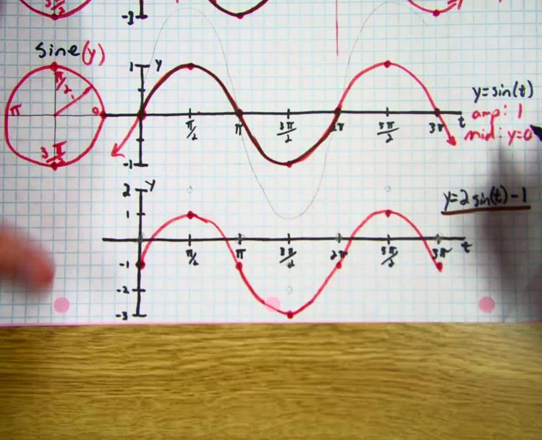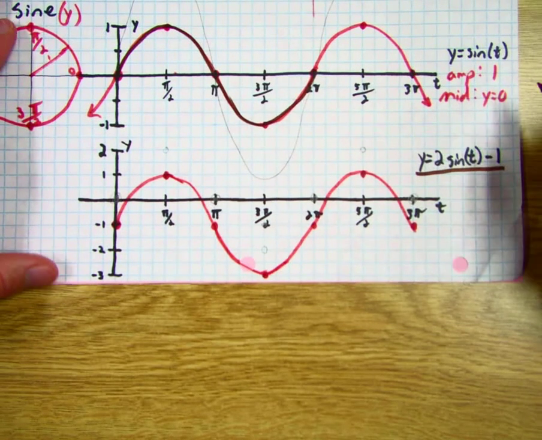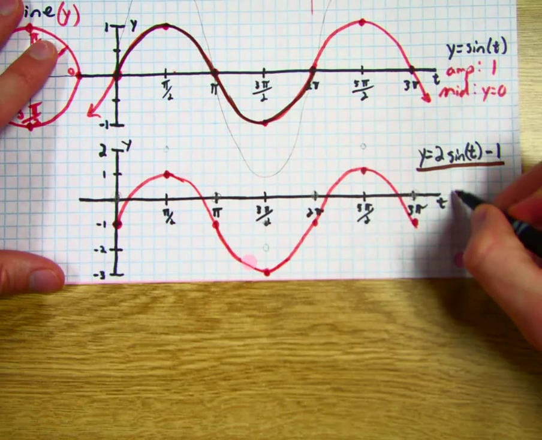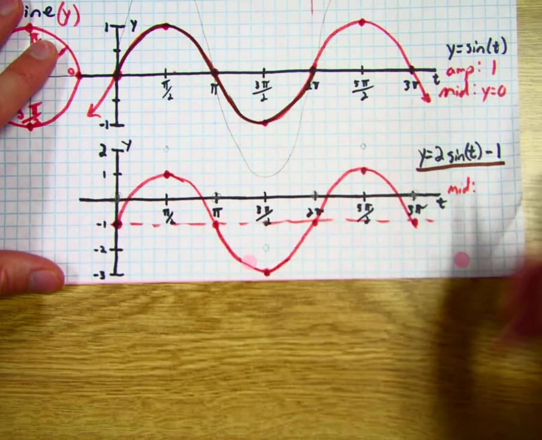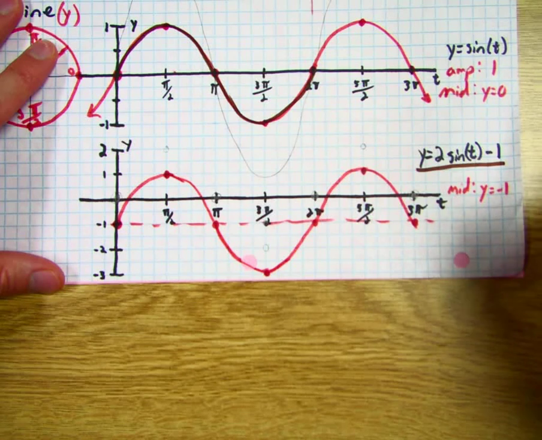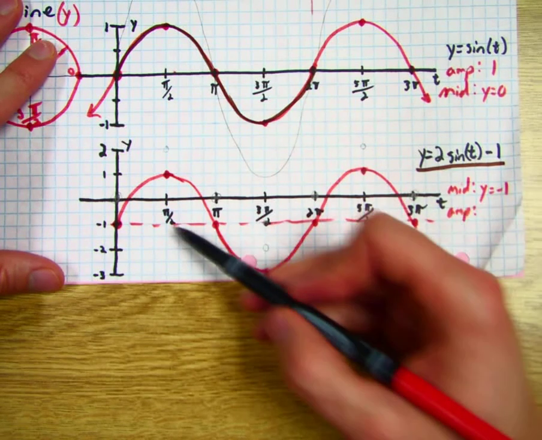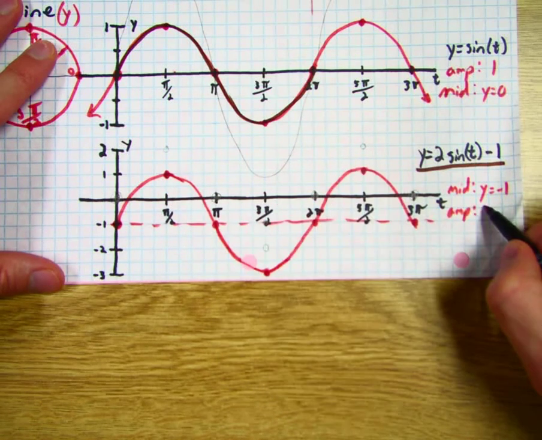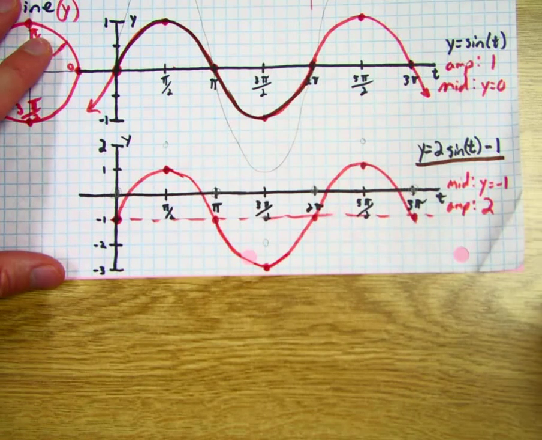All right, let's go to this one. This one's really interesting. The midline, let's start there. Midline is right here. That would be y equals -1. And the amplitude, from the midline to the top point would be 2 units. All right, now, do you see those 2 numbers anywhere in our formula?